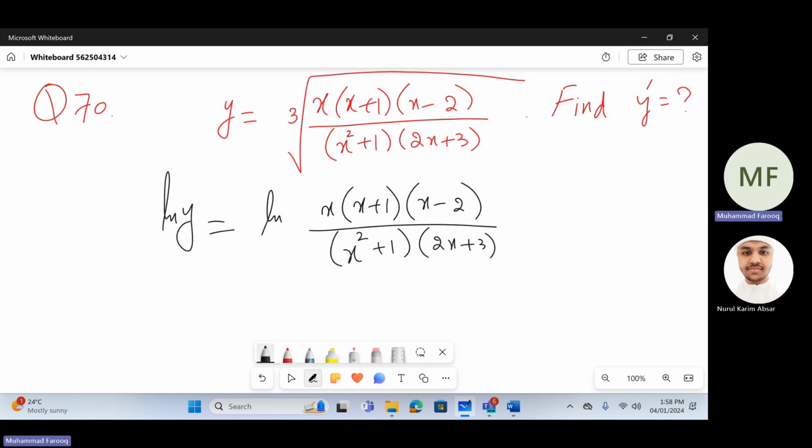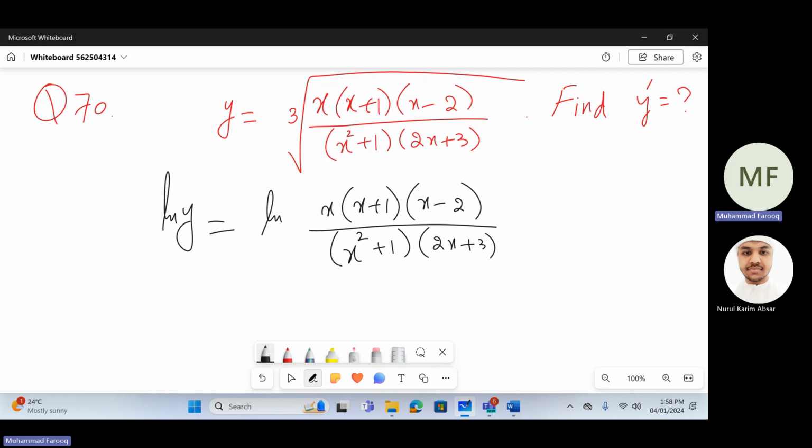Is this implicit? No, it's not implicit, because implicit means on the other side you have a combination of x and y. But here only one side is x, which means you have y explicitly here.